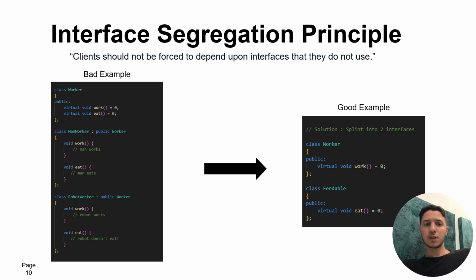So in the good example, what we did is we took the class called worker and we split it into two interfaces. A class called worker that only has the work pure virtual function, and a class called feedable that has the eat pure virtual function. So now man worker can inherit from both and implement work and eat, and robot worker now can only inherit from worker and only writes the work function and doesn't need to write the eat function. So now it does not need to write methods it does not need.